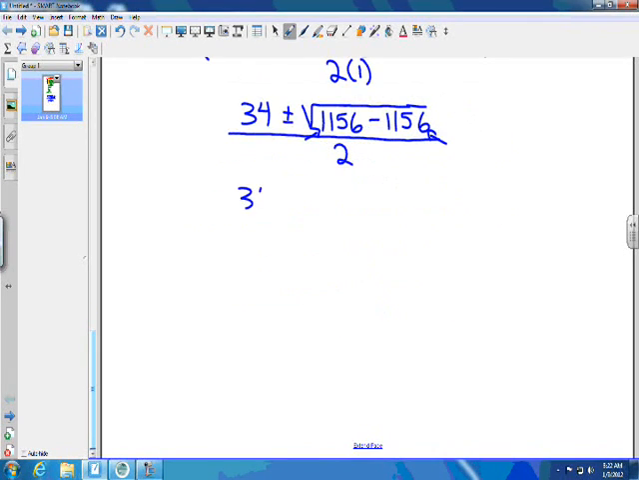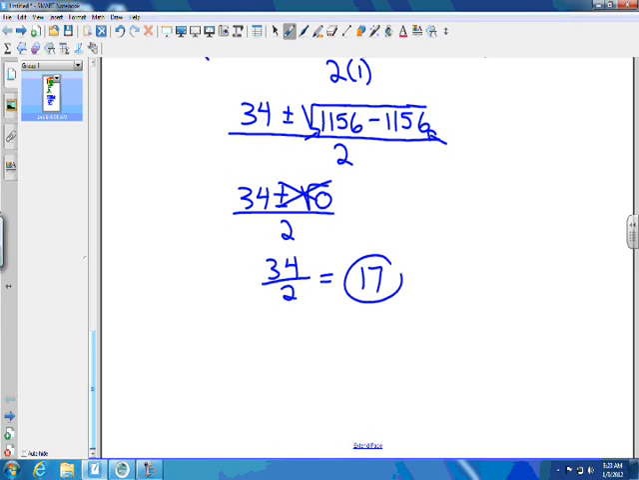So then we have 34 plus or minus the square root of 0 all over 2. So basically, what's that give you? What's square root of 0? 0. This part's gone. You just add 34 over 2. Your answer is 17. And what do you think that is? That is a double root.